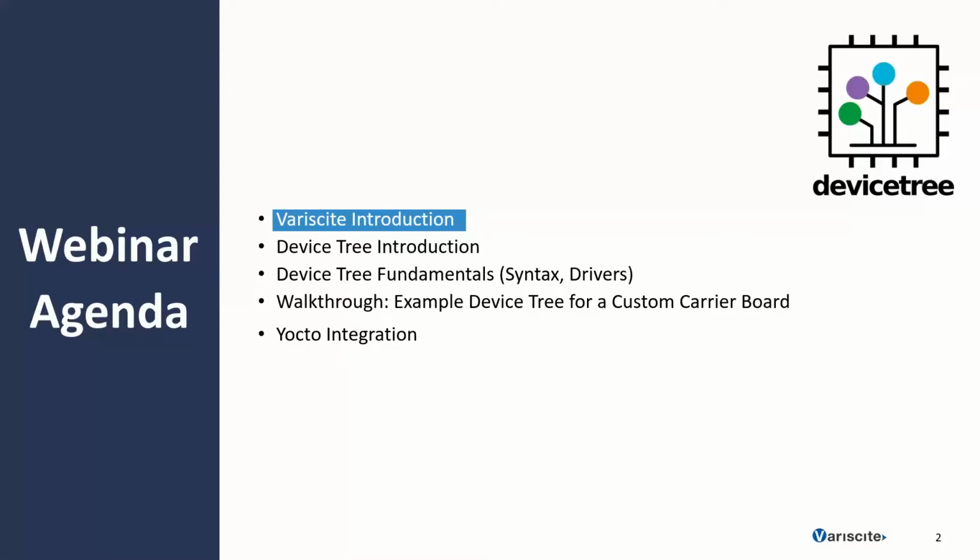This is our agenda. I'll start by going into a brief Variscite introduction. Then we'll jump into an introduction on device trees. Then we'll move into some device tree fundamentals like syntax and driver usage. We'll walk through creating an example device tree for a custom carrier board. And then we'll finish by integrating our new device tree into a Yocto layer.